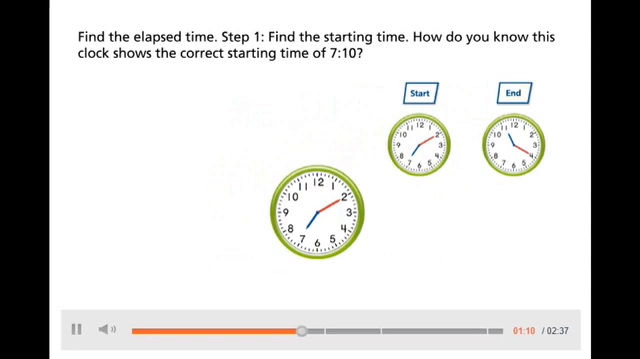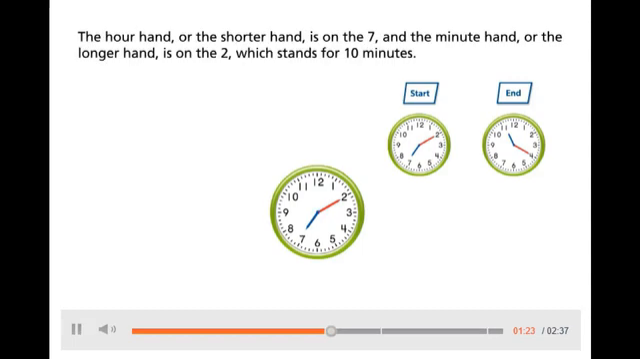Find the elapsed time. Step 1. Find the starting time. How do you know this clock shows the correct starting time of 7:10? The hour hand, or the shorter hand, is on the 7, and the minute hand, or the longer hand, is on the 2, which stands for 10 minutes.